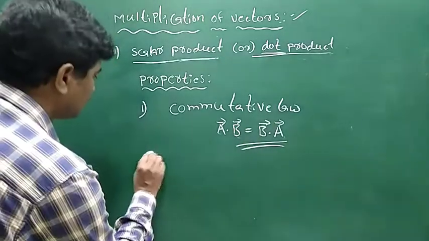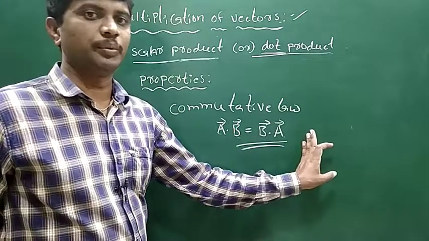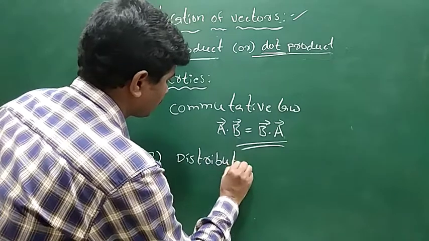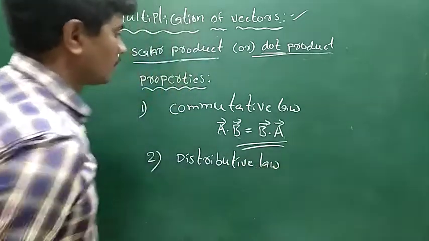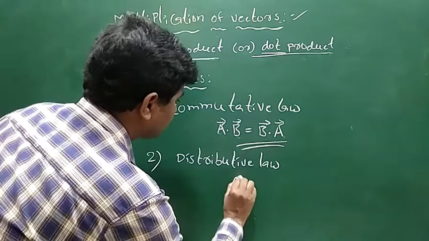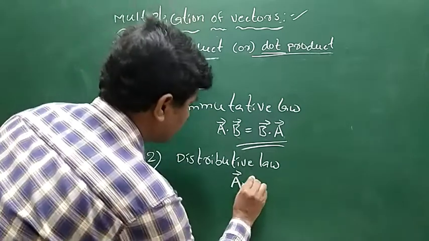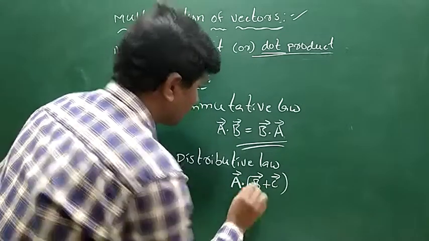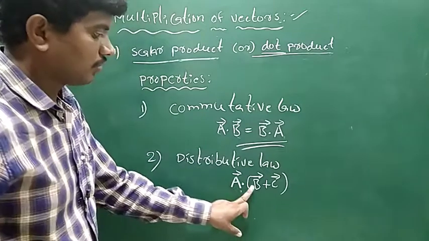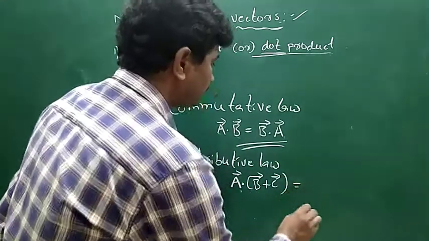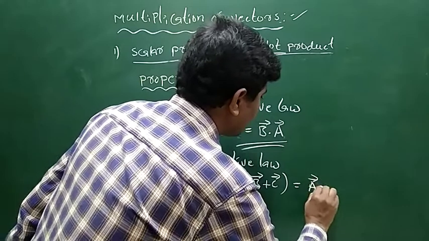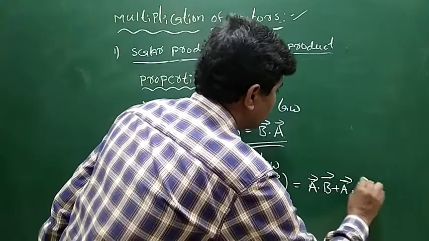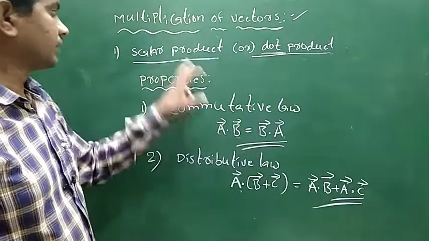Next, the scalar product obeys the distributive law. There are three vectors, A bar, B bar and C bar. The distributive law: A bar dot of B bar plus C bar equals A bar dot B bar plus A bar dot C bar. This is the distributive law of the scalar product.